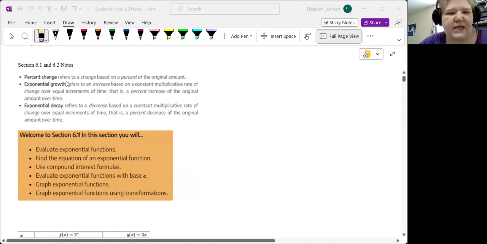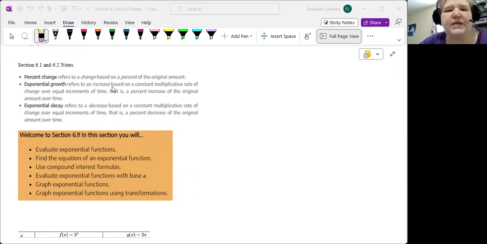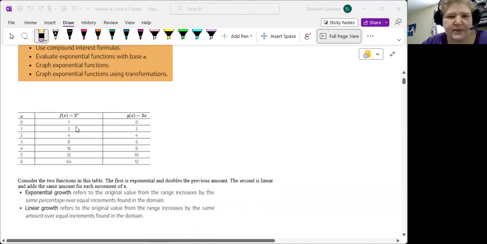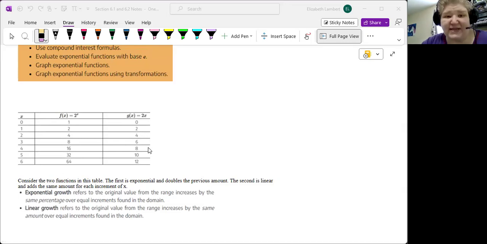So exponential growth is an increase based on a constant multiplicative rate. So we are not adding the same rate every time. We're multiplying by the same rate every time. So it gets bigger much faster. So here we've got g of x equals 2 times x. We just add 2 every time, even though the function itself is multiplication. With 2 to the x, the change between each function value is times 2.